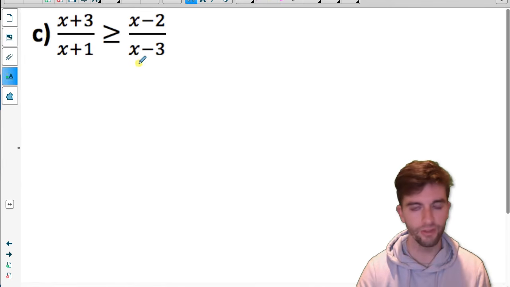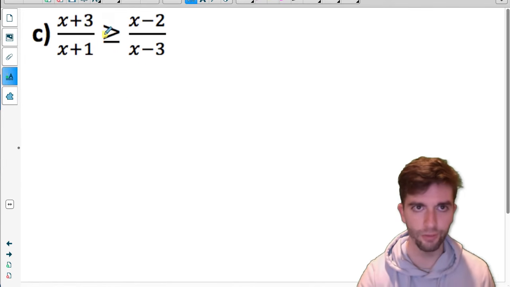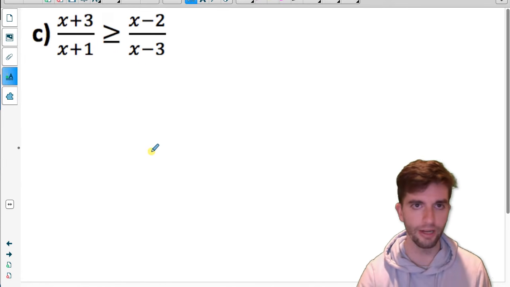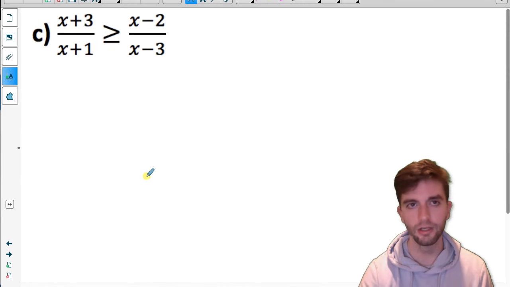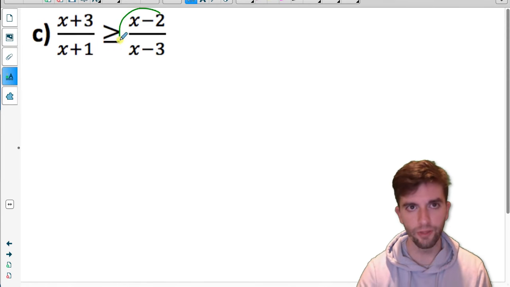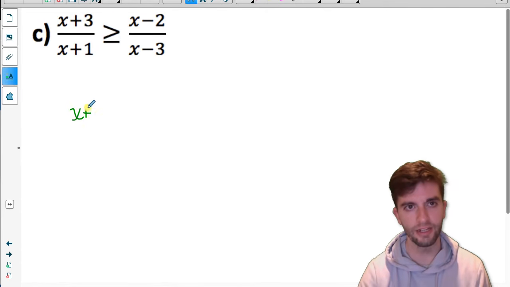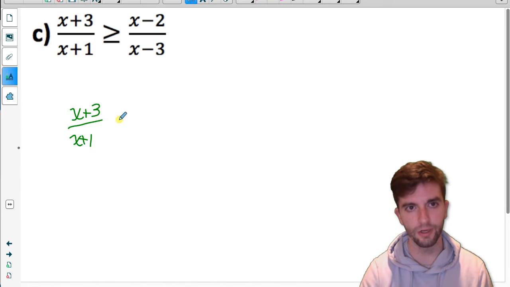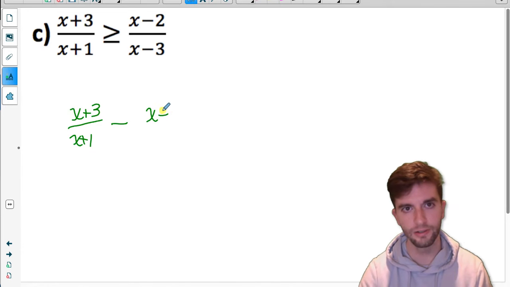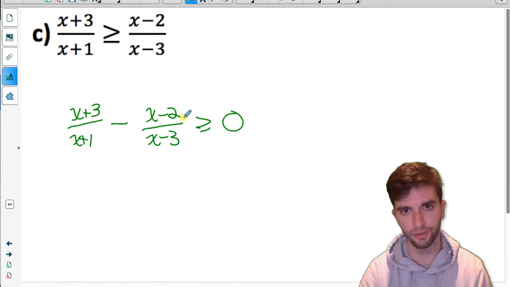Part C, once again, resist the temptation to cross multiply. We don't want to be multiplying both sides by any variables. So instead, we're just going to move this whole term to this side of the inequality. So we're going to subtract it over. So I have x plus 3 over x plus 1 minus x minus 2 over x minus 3 is greater than or equal to 0.